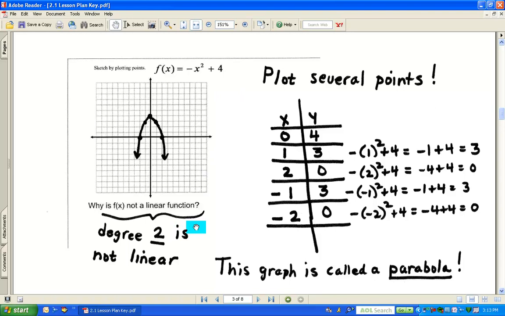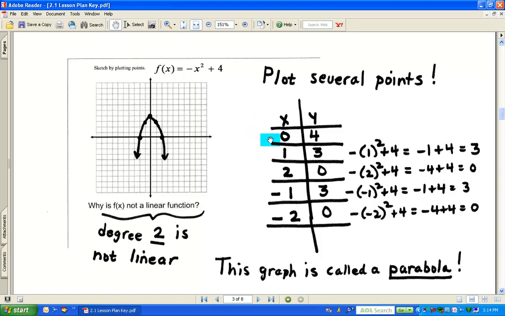This also answers the question why it's not a linear function. It's not linear because it's degree 2. And one association I want you to start making, anytime you have a function whose degree is 2, your associated graph is going to be a parabola, either opening up or opening down. One further clue I'd like to give you, if the number in front of the x squared term is negative, the graph will open down. If the number in front of the x squared term is positive, it opens up.